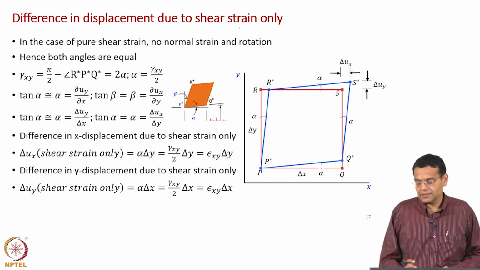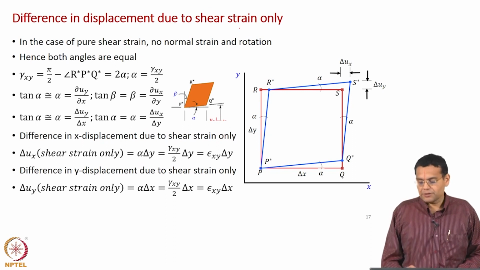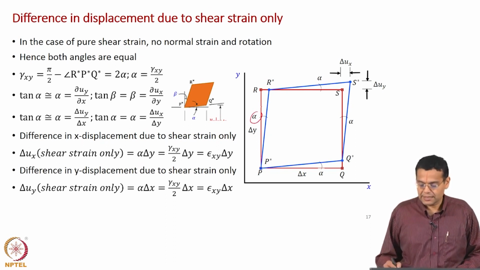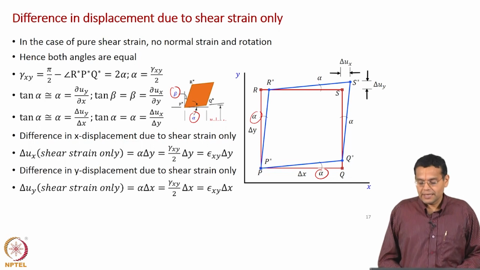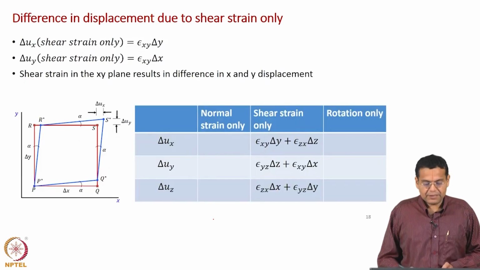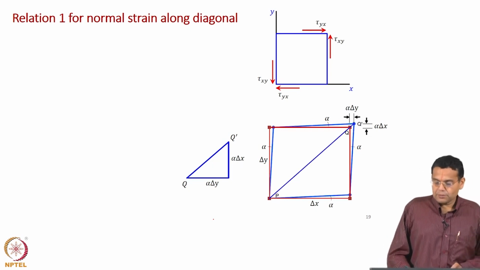We consider a plate subjected to only shear strain. And in the case of shear strain these angles are the same. Earlier they were alpha and beta, but when it is subjected to pure shear strain they become equal and they are just alpha. And we discussed what is the difference in displacement in the x direction, y direction, etc.